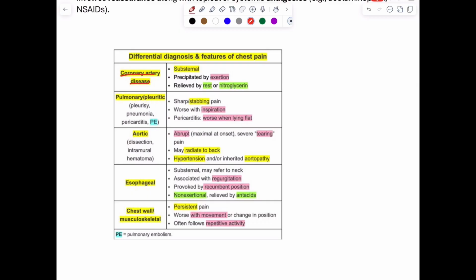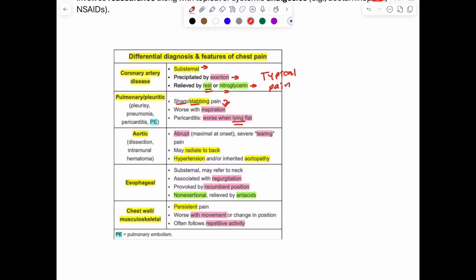Coronary artery disease pain, we kind of discussed it in the silly picture that I drew. It's going to be substernal. It's precipitated by exertion or emotional stress. It improves with rest or nitroglycerin. This is atypical pain, okay? But sometimes you get the sharp stabbing pain that worsens with inspiration, or it worsens when you're lying flat, or it improves when you lean forward.